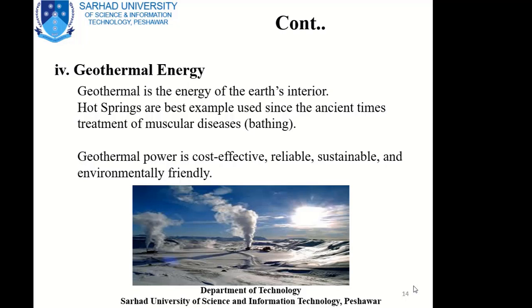For muscular diseases in old times, hot springs water was used to treat muscular pains. Geothermal power is cost effective, reliable, sustainable, and environmentally friendly. These are a few advantages of geothermal power. But actually, the energy of the core of the Earth, or the Earth's interior, is known as geothermal energy.